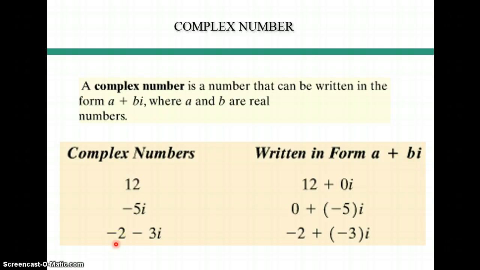Minus 2 minus 3i is a complex number, can be written as minus 2 plus minus 3i, which is in the form a plus bi.